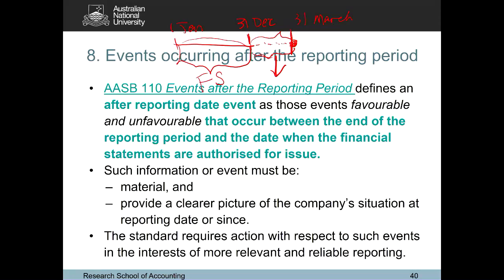There's a flood for a farm. That's so serious. I need to do something. Okay? How do I do that? 2 ways. One is called adjusting events. One is called non-adjusting events. So you need to make judgment on whether that is an adjusting event or non-adjusting event. All right?